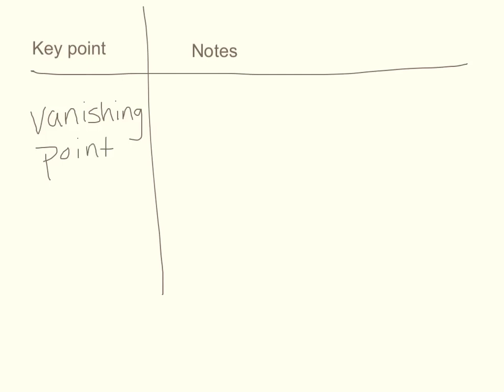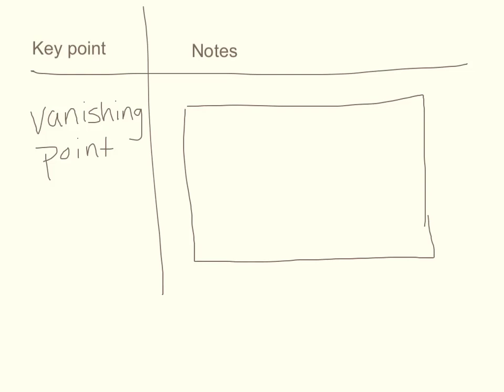I know that this is a word that we talked about, but again, let's just draw a little visual for ourselves. So the vanishing point, we have the horizon line, and there's going to be 2 points on the end of the horizon line here, and these are going to be the vanishing points, right here and right here.